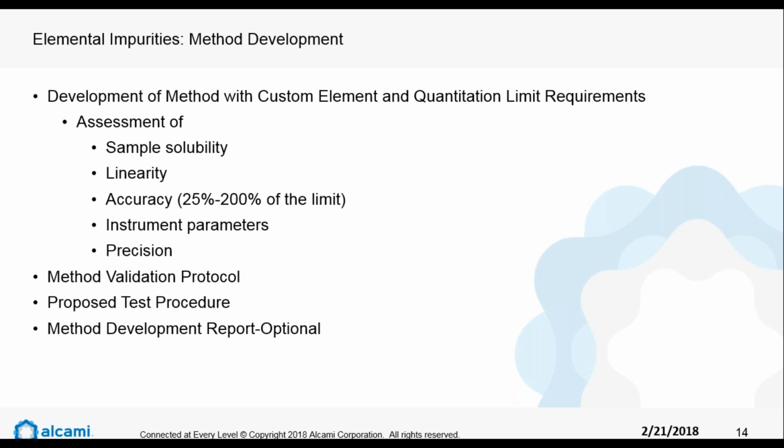Also, we're going to establish method parameters and acquisition parameters. We're going to make sure that the method has appropriate precision and that it's viable for validation. From that, you will get a method validation protocol, and attached to that will be the draft test procedure, the proposed test procedure that we're going to validate. Additionally, if you require a method development report that details all the trials that we went through and the results for that, we can also provide that as well.